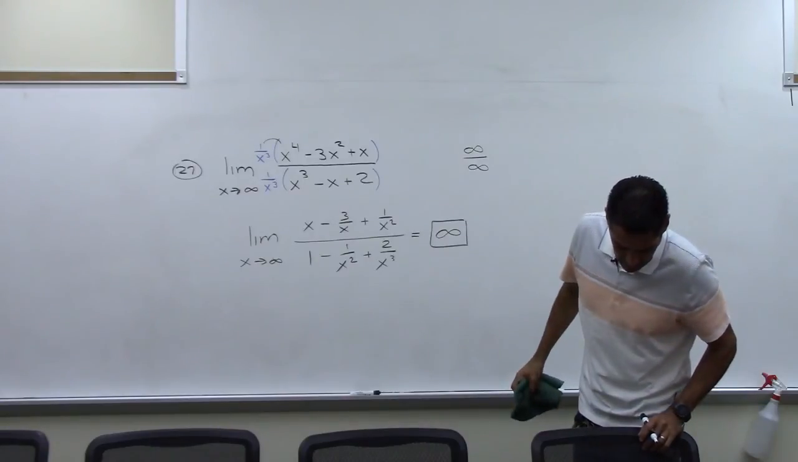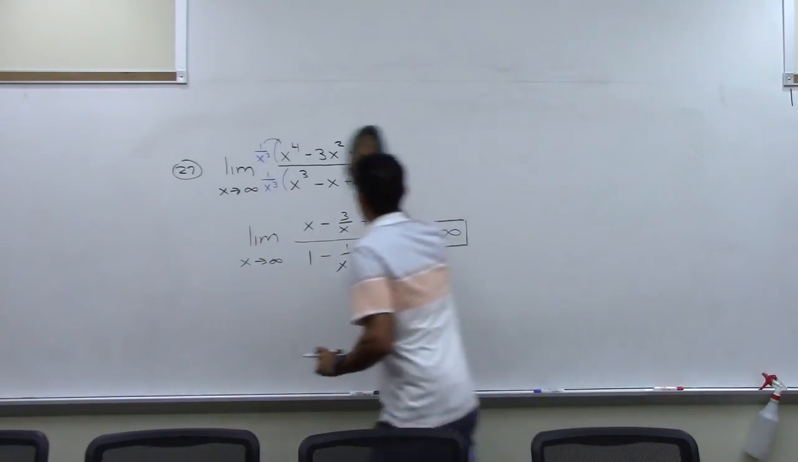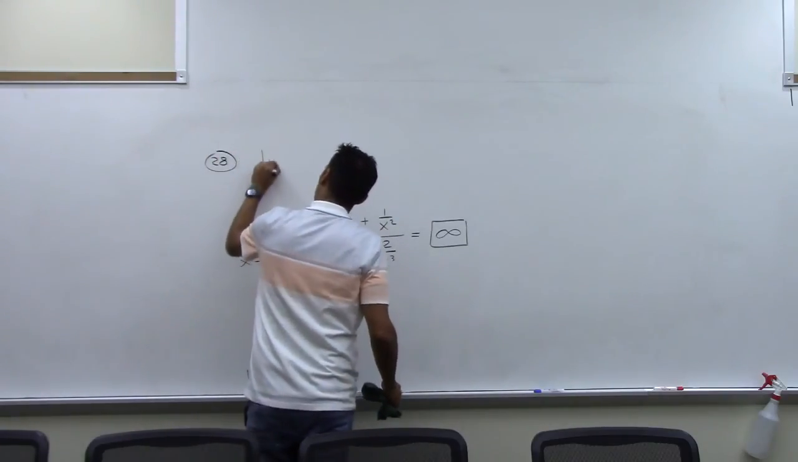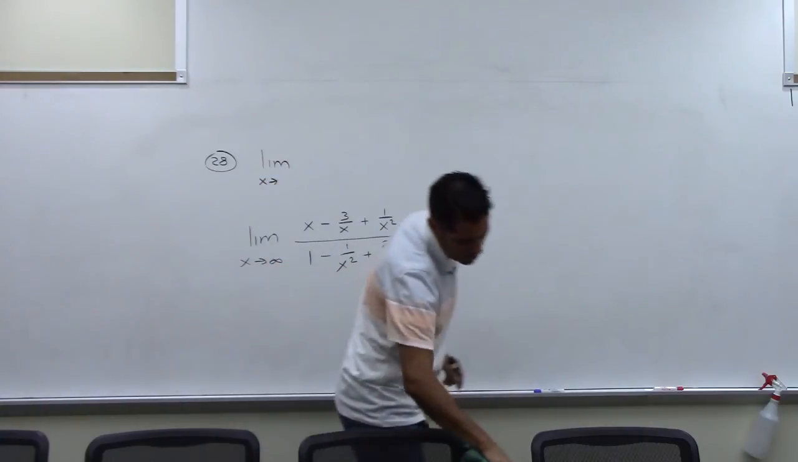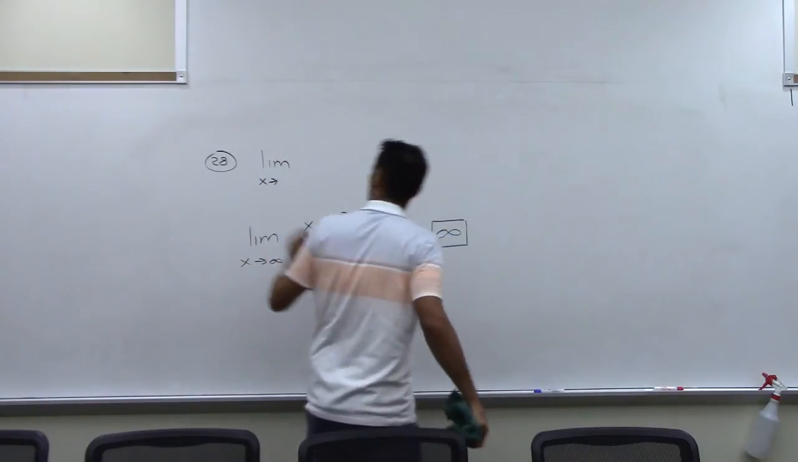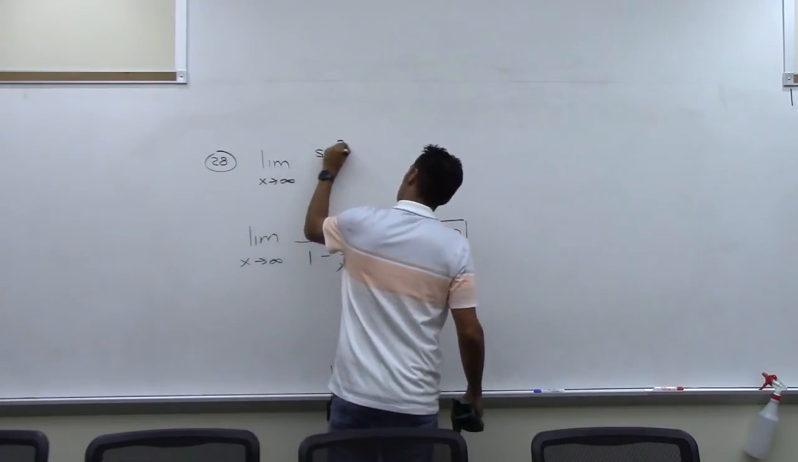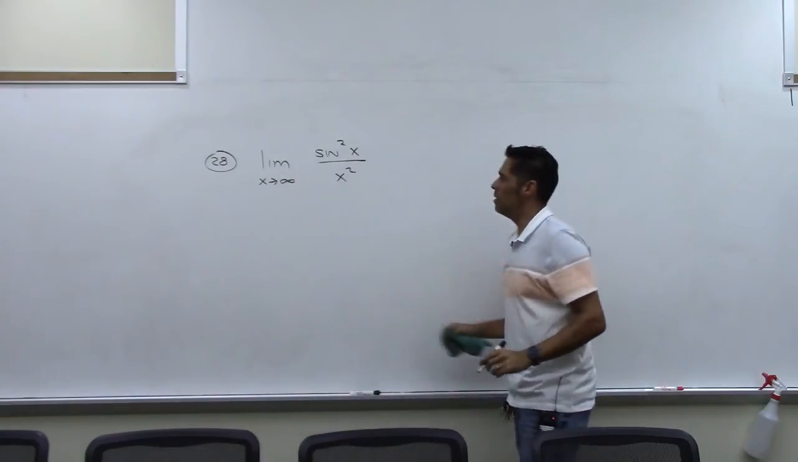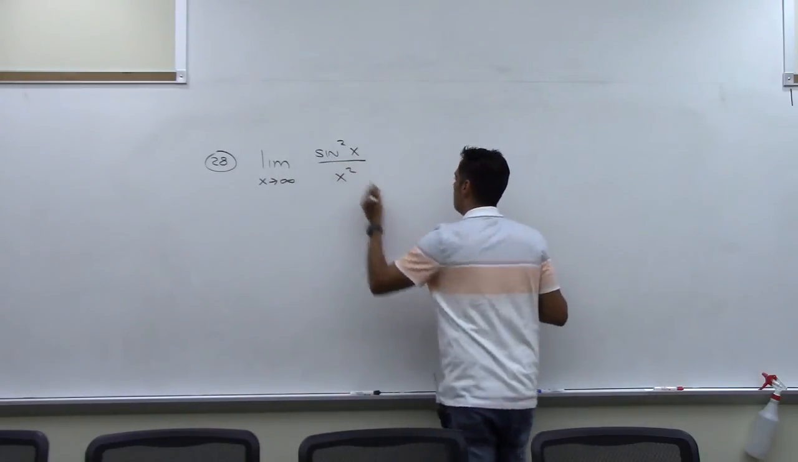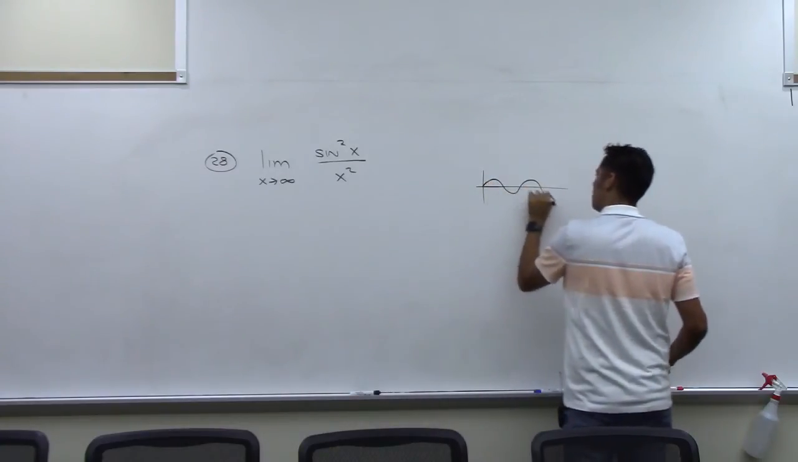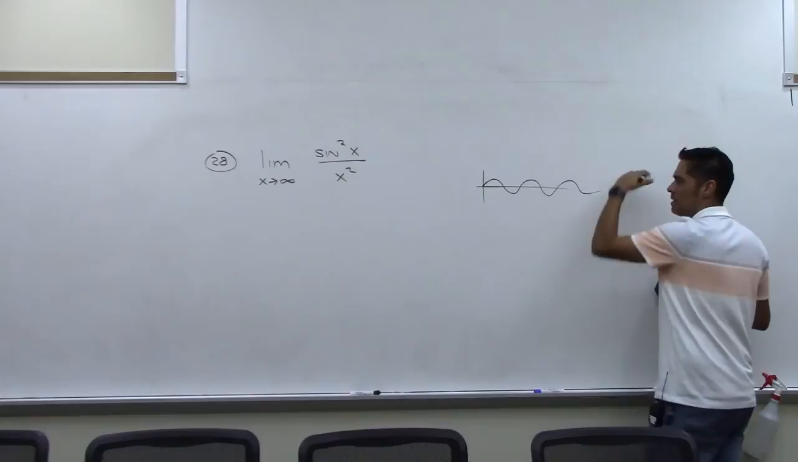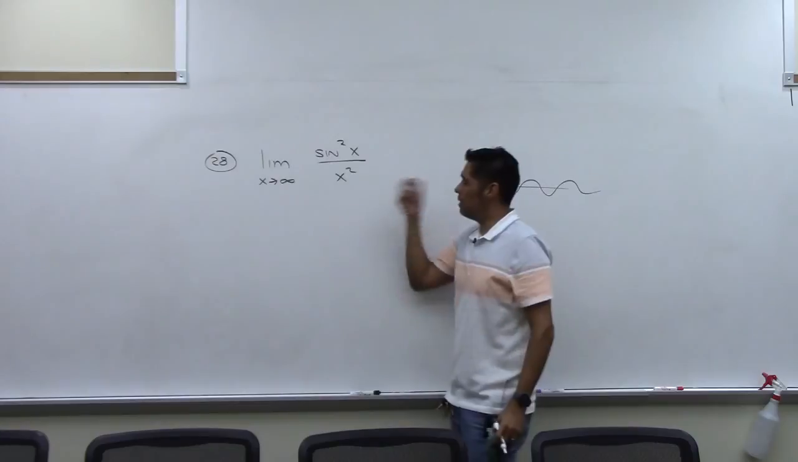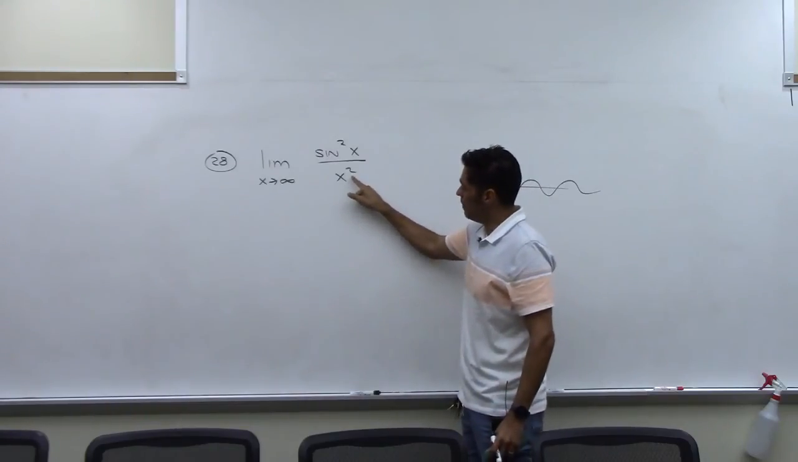All right, let's look at 28. Limit x goes to infinity again of sine squared x over x squared. All right, so if we let x go to infinity, sine of infinity, that's kind of a weird one. Here's sine function. As you go to infinity, it just oscillates back and forth. So this limit actually doesn't even exist. And then the one on the bottom here, this goes to infinity.